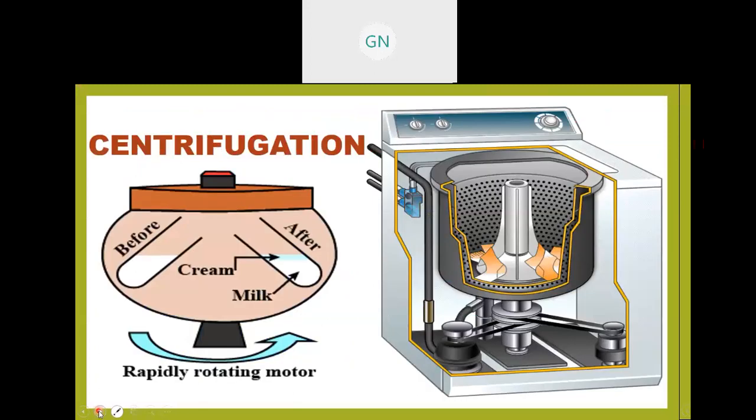You can see this picture. This is a centrifugation machine. When you have milk inside, it has to rotate at very high speed in the centrifugation machine. So the cream will be at the top of the test tube and the milk will settle at the bottom of the test tube. So we can separate cream by centrifugation.